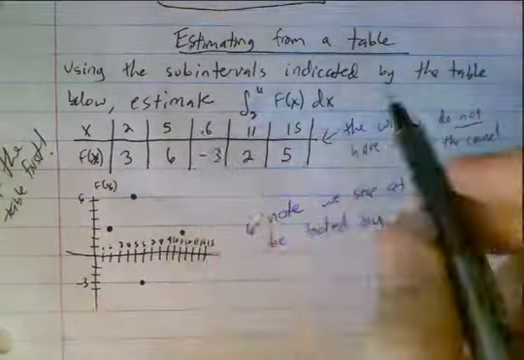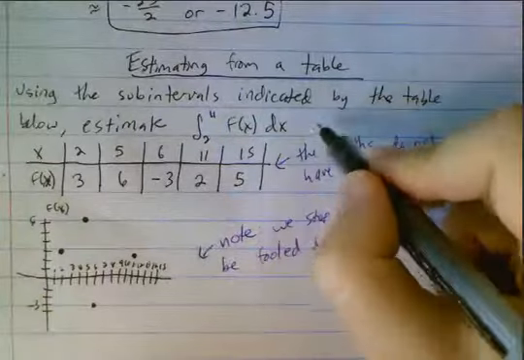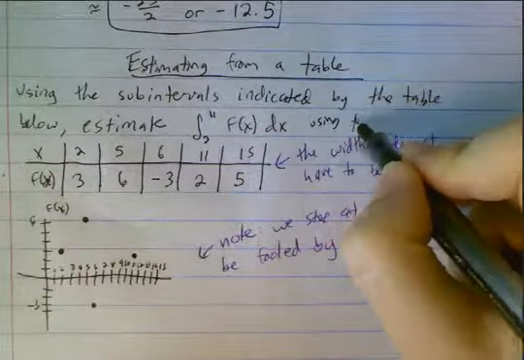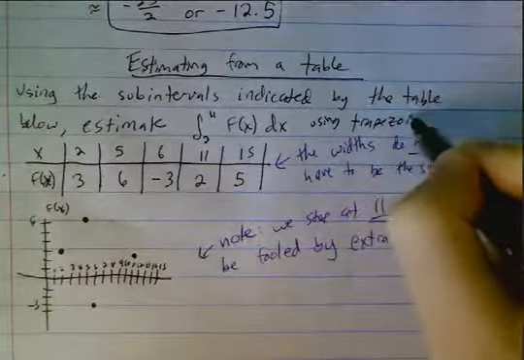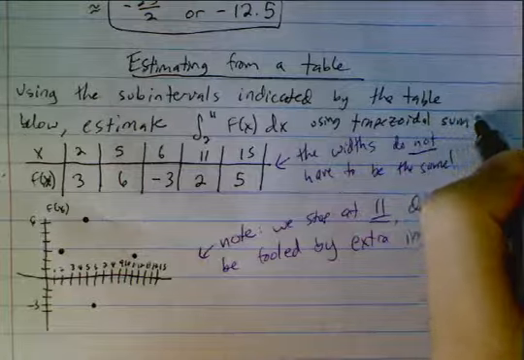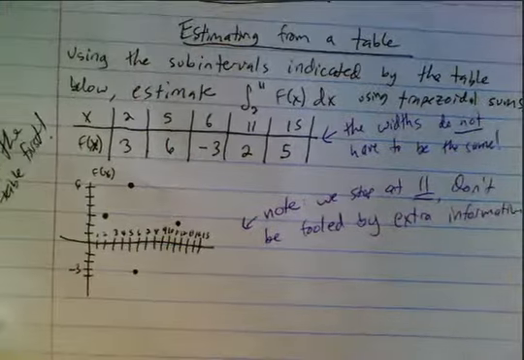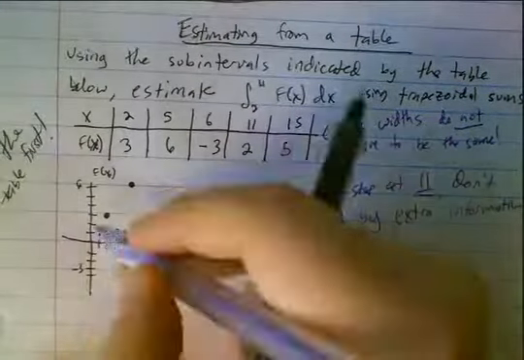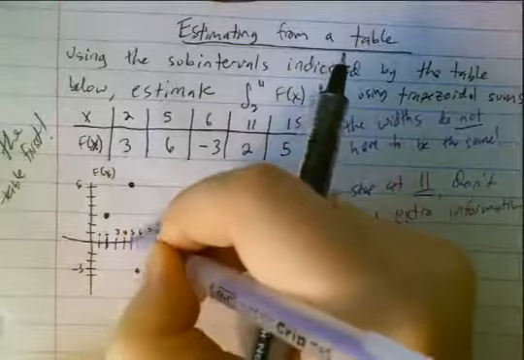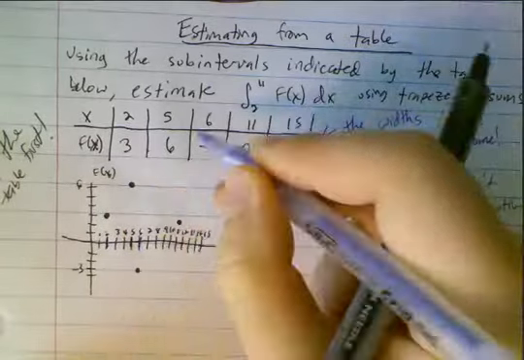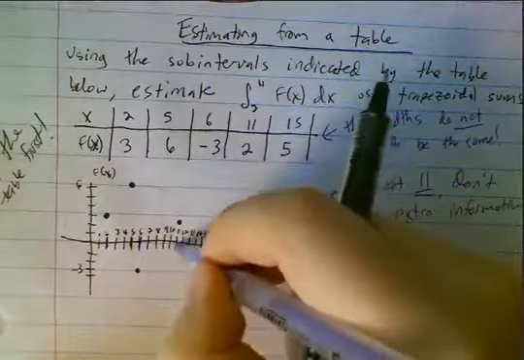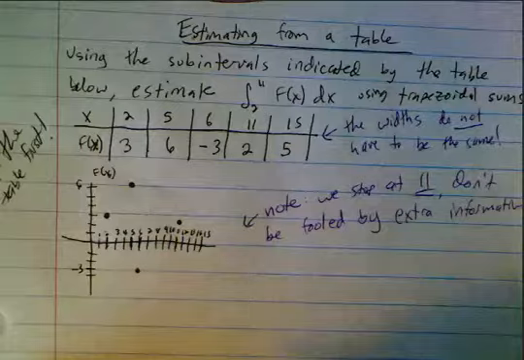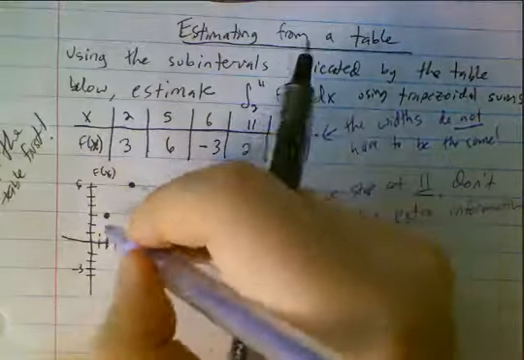Oh, there's a piece that I forgot to put in this. Estimate this integral using trapezoidal sums. Okay, so we have the intervals here. We're going to be going from 2 to 5, from 5 to 6, just because that's what we have, and from 6 to 11.